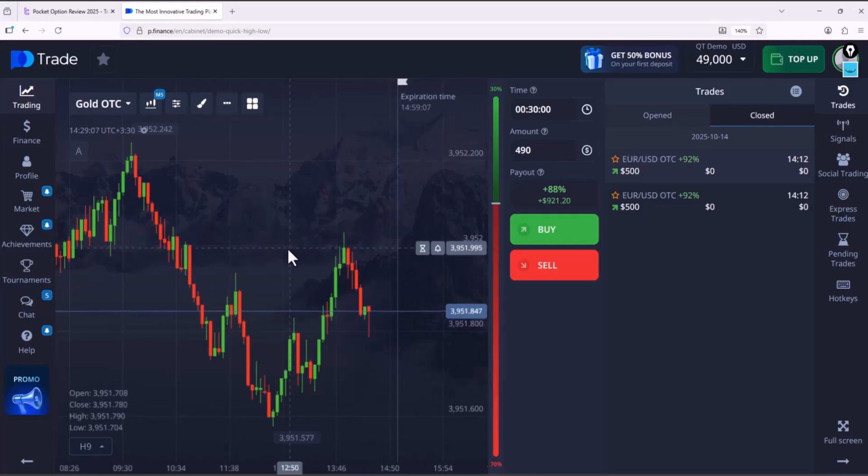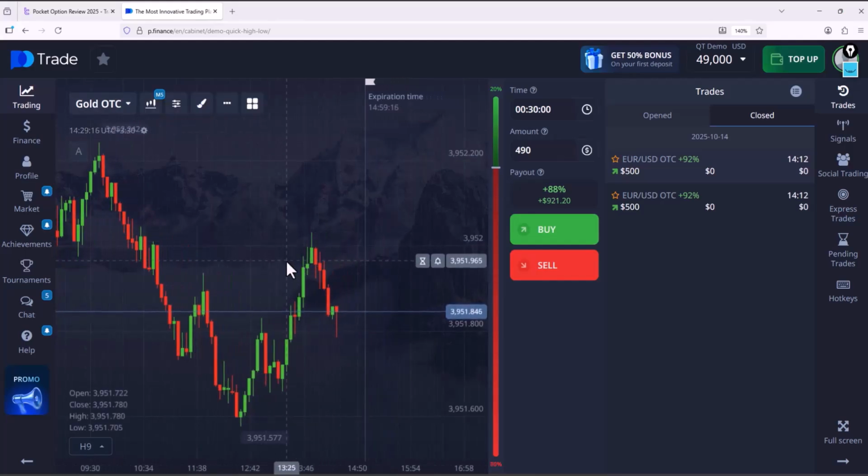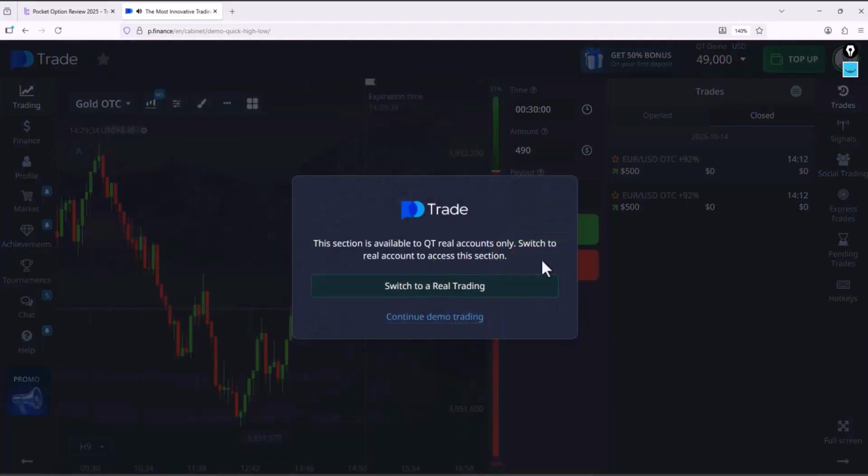Alright, let's now proceed to the main Pocket Option website. When we enter this site, we immediately see a comprehensive overview of its various impressive features. But the crucial main question is, how can I readily access Express Trades? If you look at the right side of the chart, you'll see a set of icons. There are several features available here. One of them is Express Trades. We click on it, and what does it show me?